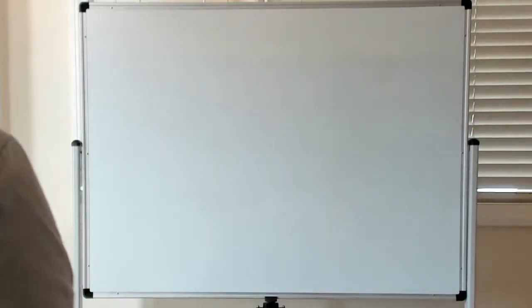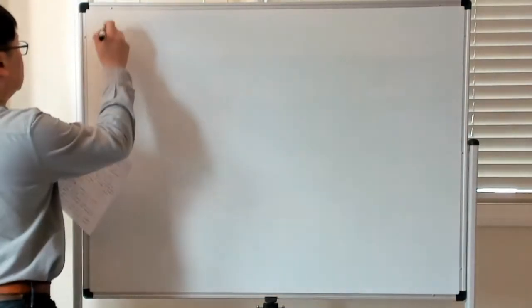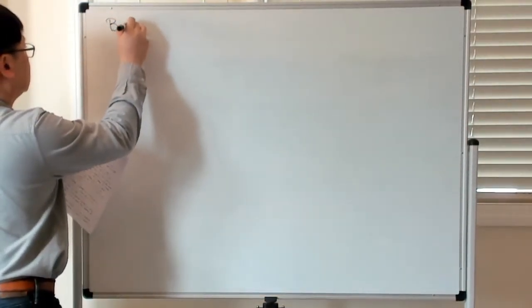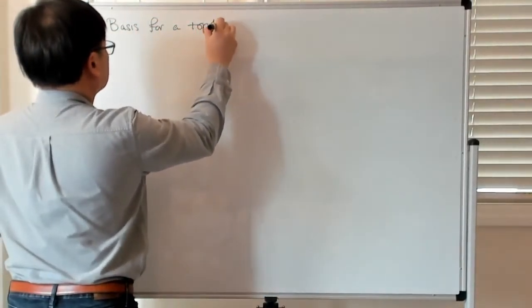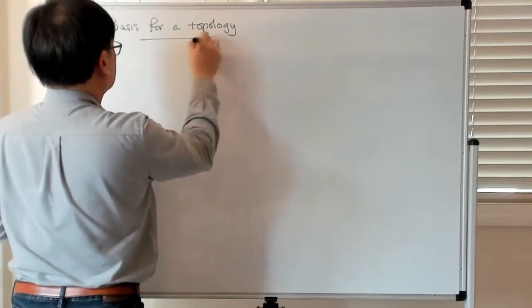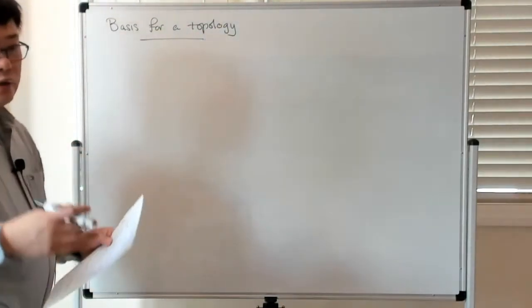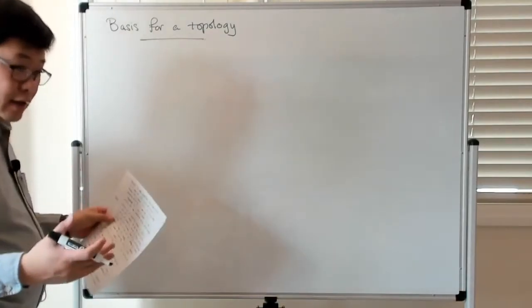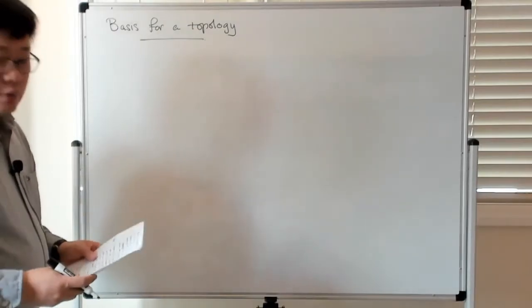All right, so now we're going to talk about this idea of a basis for a topology. The idea, if you will, is that you want to describe the topology of the space in terms of some set of open sets, which you then complete to give you a topology.